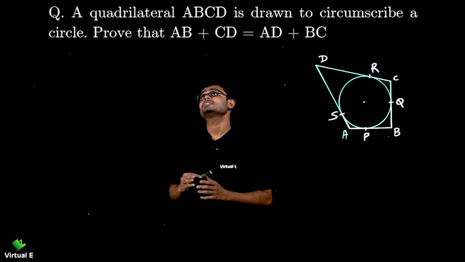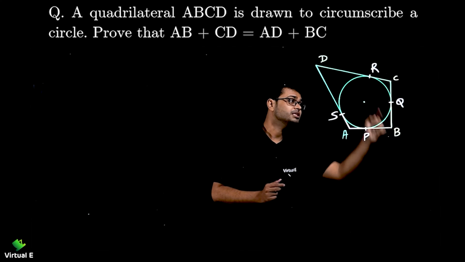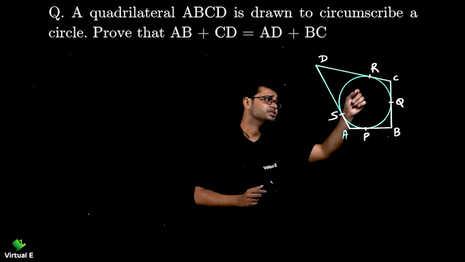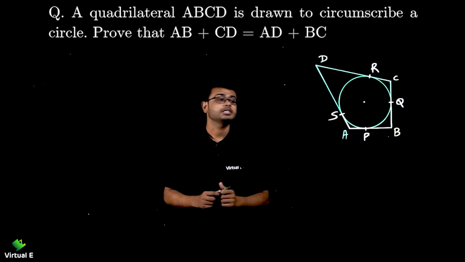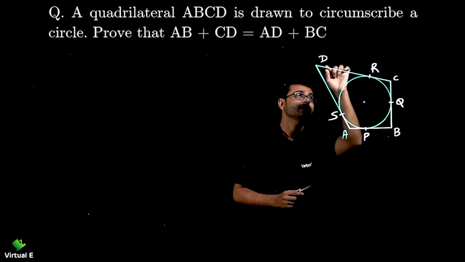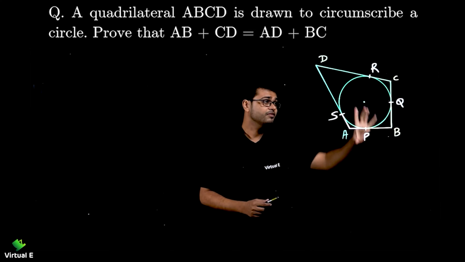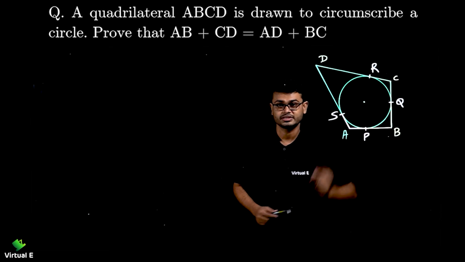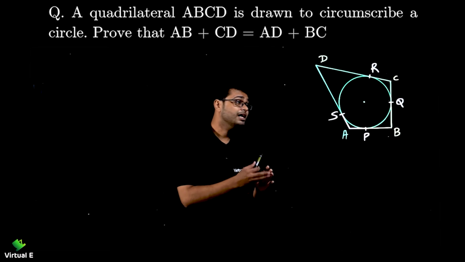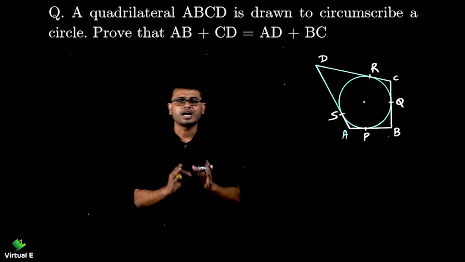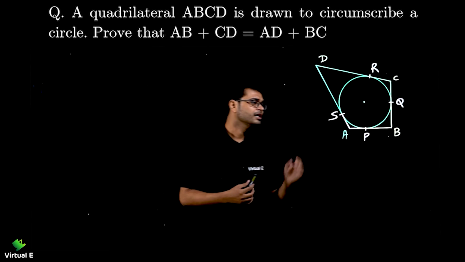A quadrilateral ABCD is drawn to circumscribe a circle. So there is one quadrilateral ABCD and a circle which touches each side of the quadrilateral, right? Prove that AB plus CD is equal to AD plus BC. So the sum of these two sides is equal to the sum of these two sides. How to proceed? Remember, whenever we deal with circles and we have triangles or quadrilaterals, start with the tangents. That's the best way to do it because that's the only theorem we know so far, right? So let's start.